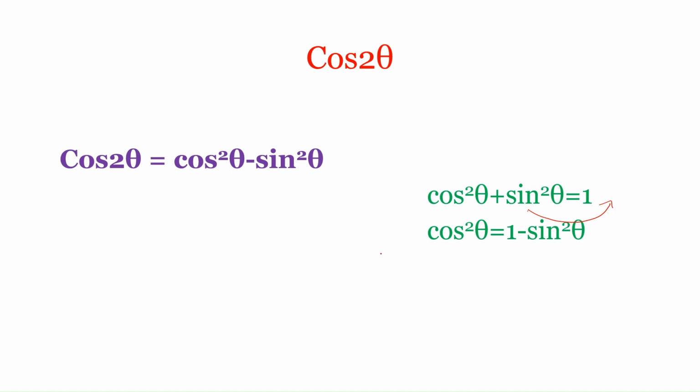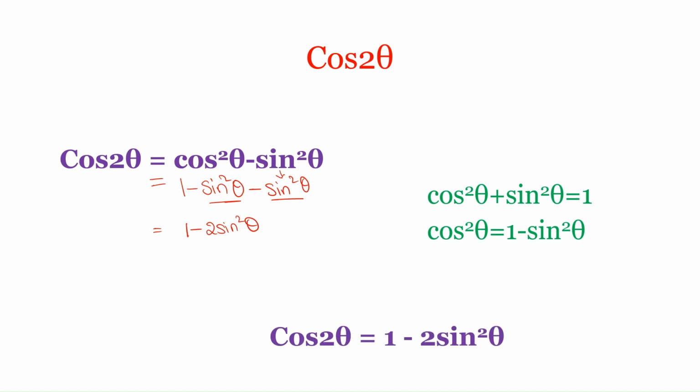We'll substitute this cos square value, where it is 1 minus sin square theta, and this one comes as minus sin square theta. So these two are similar terms, so we can write it as 1 minus 2 sin square theta. So cos 2 theta is also equal to 1 minus 2 sin square theta.